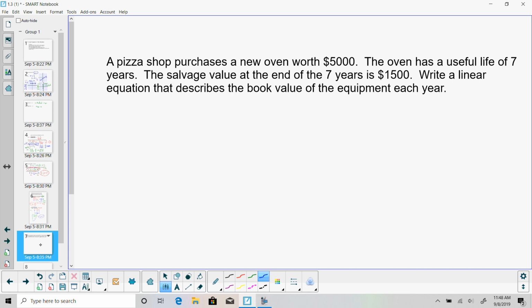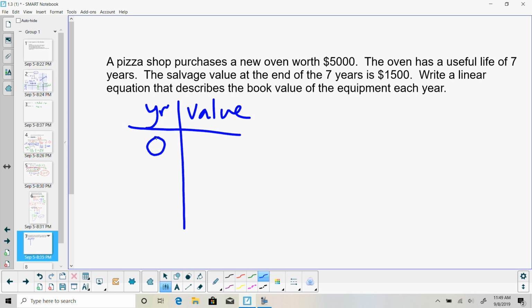All right, let's talk about this. We got a pizza shop, and they purchase a new oven that's worth $5,000. The oven has a useful life of only 7 years, and then the salvage value at the end of the 7 years is $1,500. So you are to write a linear equation that describes the book value of the equipment each year. So let's say we make a little table of the year that we've owned this oven and its value. All right, so year 0, we just buy this oven and its value is $5,000. And 7 years later, its value is only $1,500.